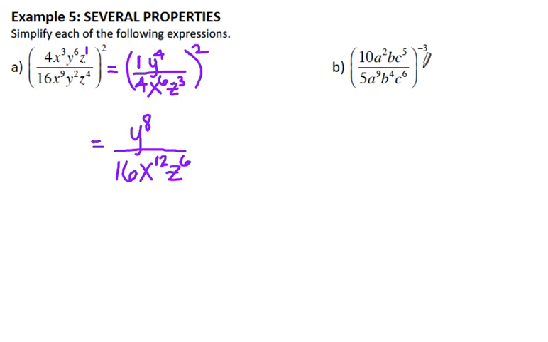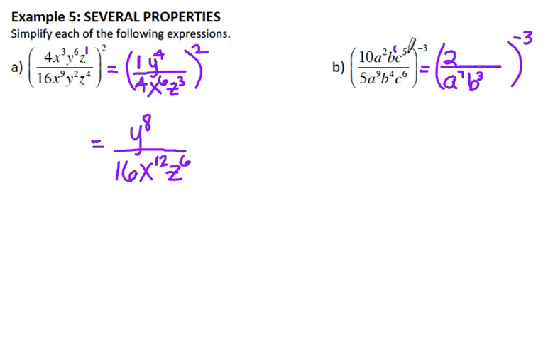For letter B, again, I like to simplify what's on the inside first before I start messing around with this exponent. So I have 10 over 5, which reduces to 2. A squared over a to the 9th is going to leave me with a to the 7th in the denominator, because I have more a's in the bottom. B to the 1st over b to the 4th is going to leave me with b cubed in the denominator, because I'm subtracting my exponents.